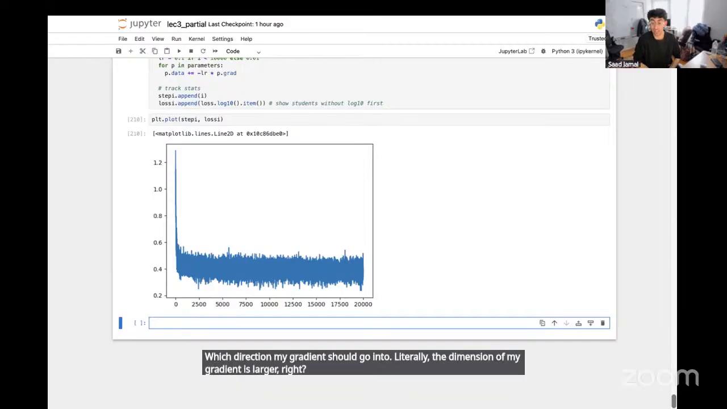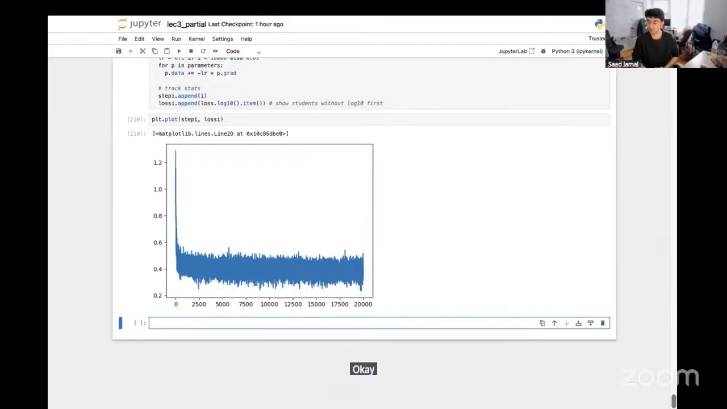So when I have a more defined gradient, because it's defined by more data, higher dimensions, I will walk in the direction of the loss better. When I have a smaller dimension gradient that has seen less data, it may be the case that I walk in a wrong direction that ends up not decreasing my loss very well.